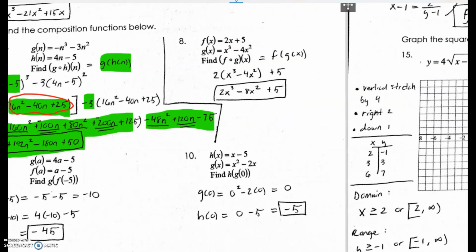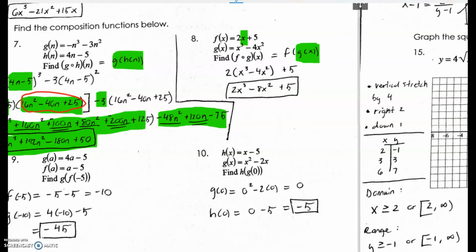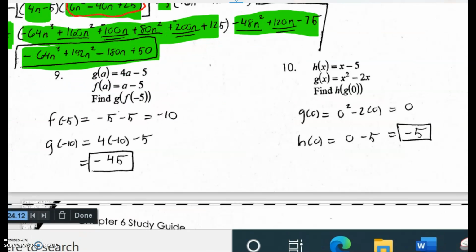Number 8. So we're doing f of g of x. So this means I'm taking the g of x and plugging it into the f of x. This one's a lot easier because the f of x, I don't have any exponents. So I'm just taking that g of x, plugging it in for that x, and that's what this looks like. Okay? I did have to distribute a 2, and then after that, nothing combined, so I was left with that 2x cubed minus 8x squared plus 5. All right, hopefully no questions on 8. Let's move on to number 9.